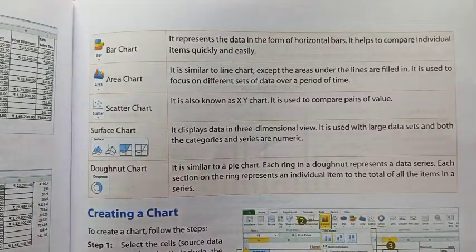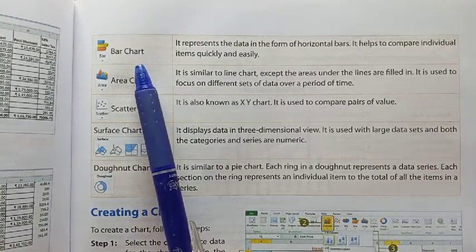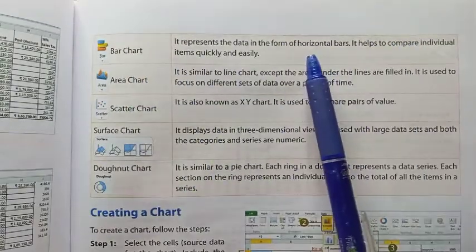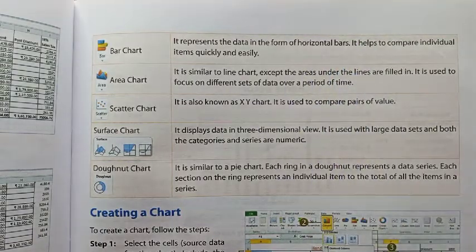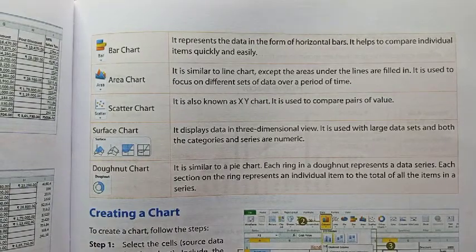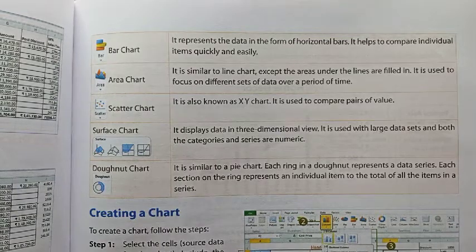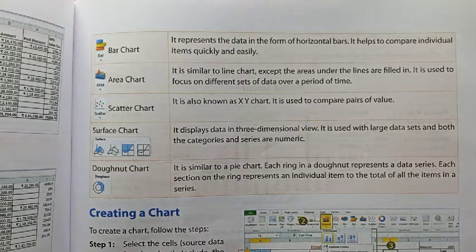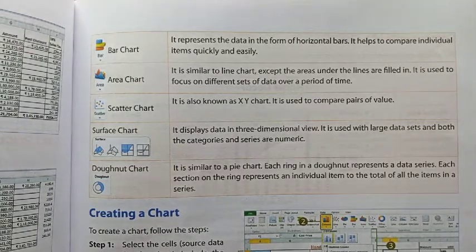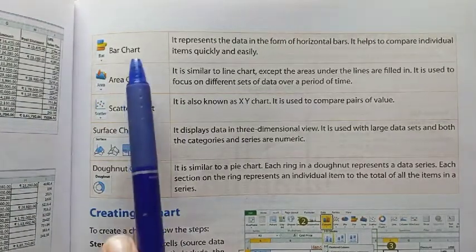Next, another very common type of chart, that is the bar chart. This is going to represent the data in the form of horizontal bars. This is used when you have to compare individual items. When individual items have to be compared, the bar chart will be used. Column chart is used when you have to compare the whole information all together. But when you have to compare the items individually, you are going to make use of the bar chart.